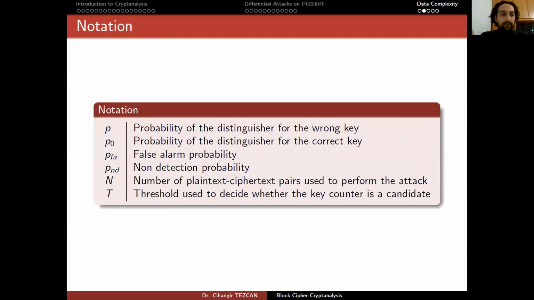So let's give a few notations, actually variables, and then look at how it is done in the literature. Let's assume that P is the probability of the distinguisher for the wrong key, and P0 is the probability of the distinguisher for the correct key. PFA is the false alarm probability. PND is the non-detection probability. N is the number of plaintext-ciphertext pairs you need to use to perform the attack, so N will be your data complexity at the end. T is the threshold used to decide whether the key candidate is a candidate.